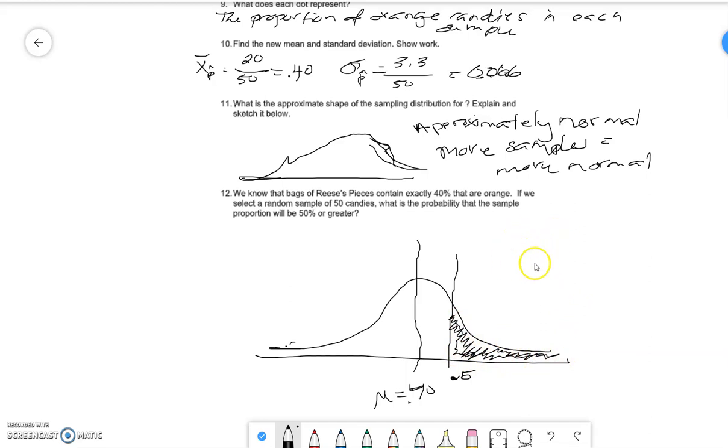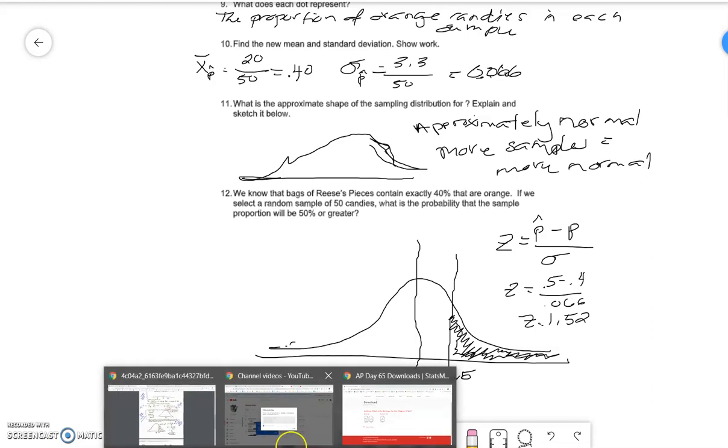So we can think way back to when we studied normal distributions, and we can use a z-score to figure out this percentage. So our z-score is equal to the proportion that I'm looking at minus the true population mean, divided by the standard deviation. So that would be 0.5 minus 0.4 divided by 0.066. I put that in my calculator, and I get a z-score of 1.515, which is really 1.52.